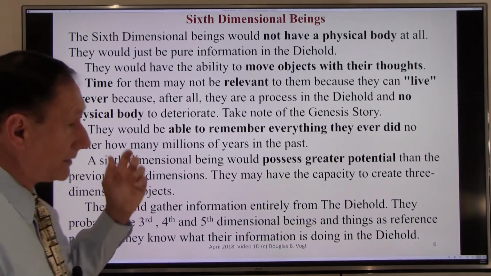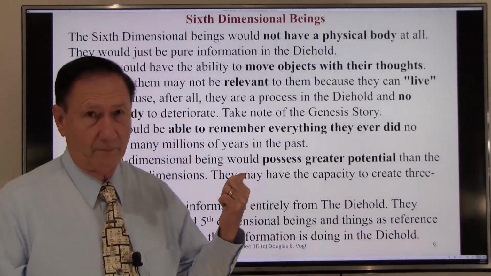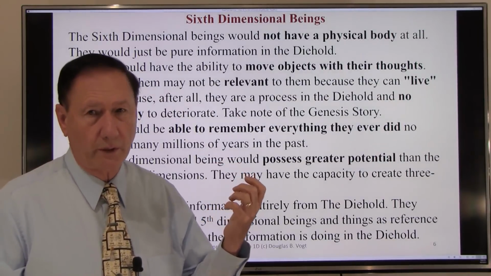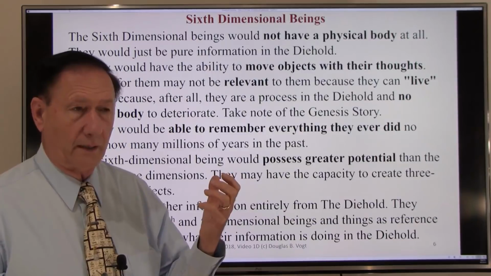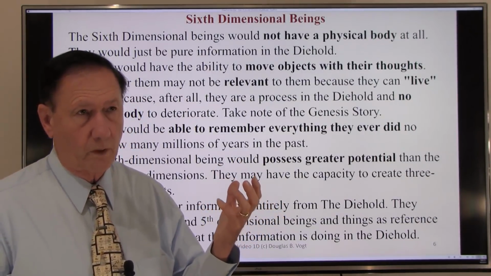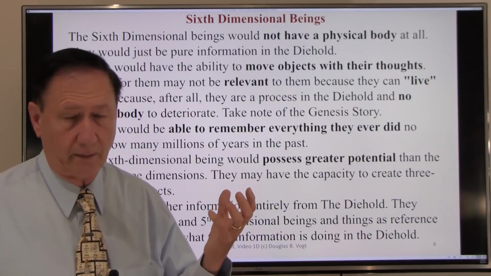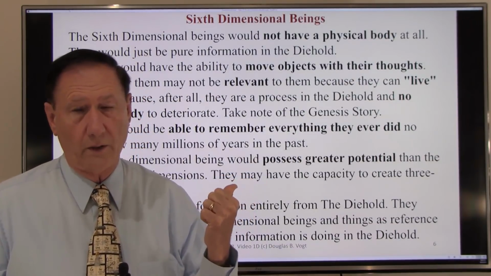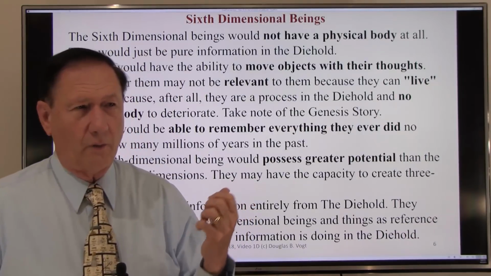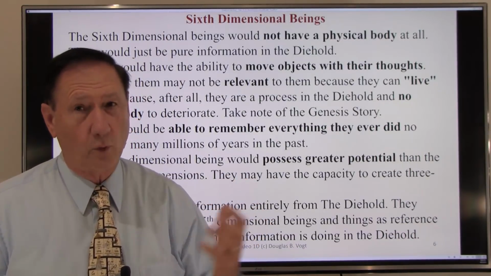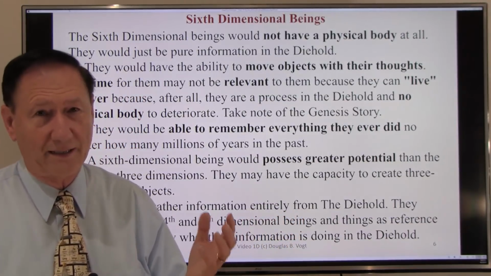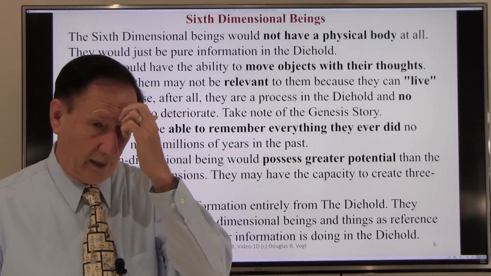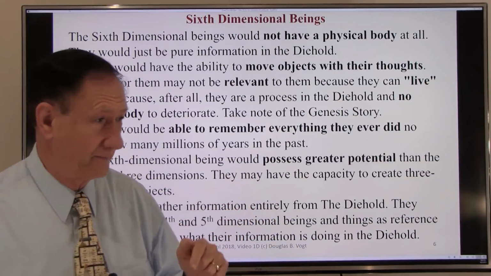Sixth dimensional beings, these are really weird. They have no body. They don't need one. They're basically entirely a program or subroutine in the Diehold. But they could create matter. Time would be irrelevant to them, at least for remembering everything they did in the past, no matter how many millions of years it was. Let's say, how would you like to be reincarnated a couple of million times and remember all of it? At some point, you go nuts. And that's a key part. Ironically, Moses gives the clues for that and the people who put that technology in the cave.